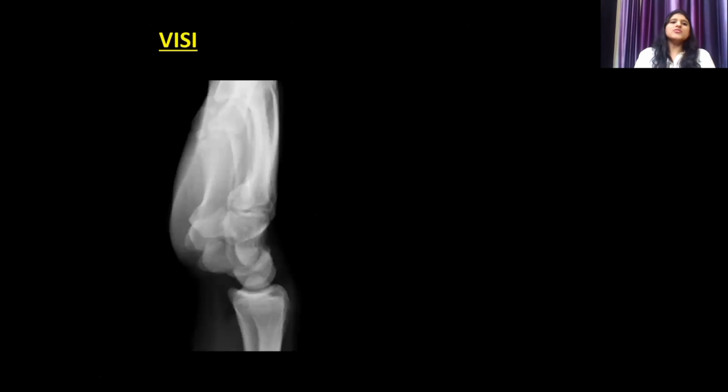So coming to VISI, VISI is nothing but volar intercalated segmental instability. In VISI, if you see, this is the lunate bone, the moon-shaped lunate bone, and it appears to be facing volarly, or on the palmar aspect. So VISI is generally associated with tears of the lunotriquetral ligament.